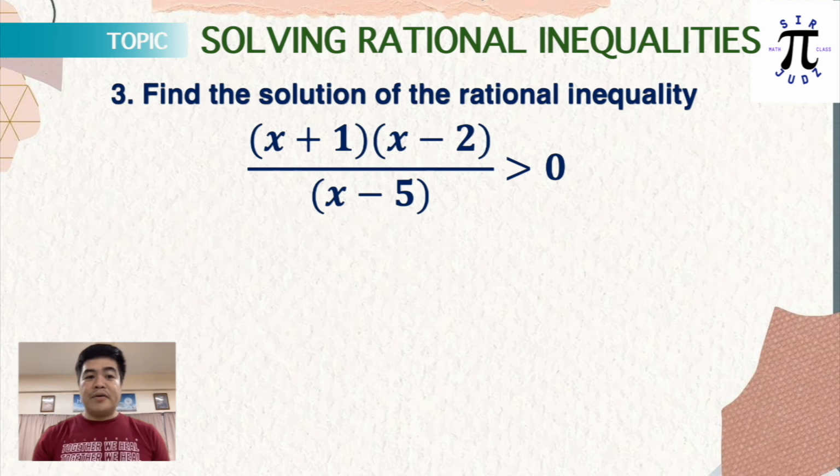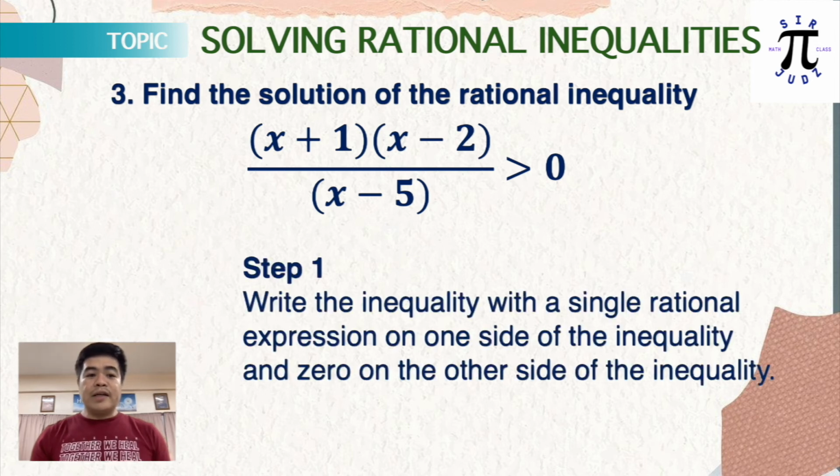Let's have example number 3. Find the solution of the rational inequality x plus 1 times x minus 2 all over x minus 5 is greater than 0. So step 1, we're going to write the inequality with a single rational expression on one side of the inequality and 0 on the other side of the inequality. As you can observe, our given inequality already satisfies step 1. Then we're going to proceed to step 2.